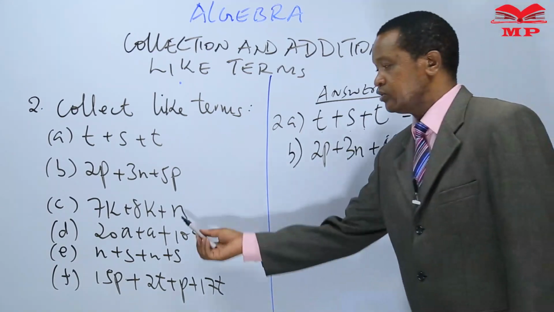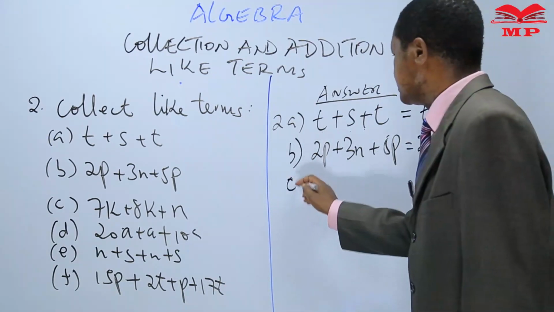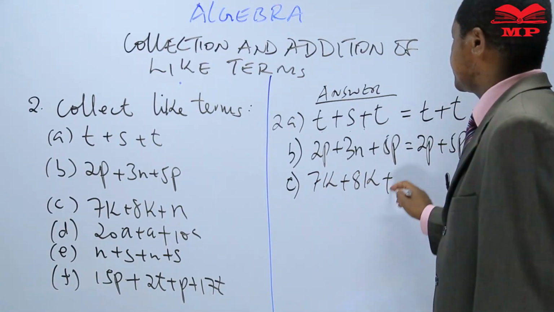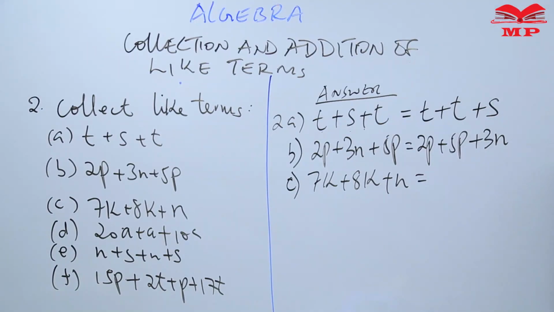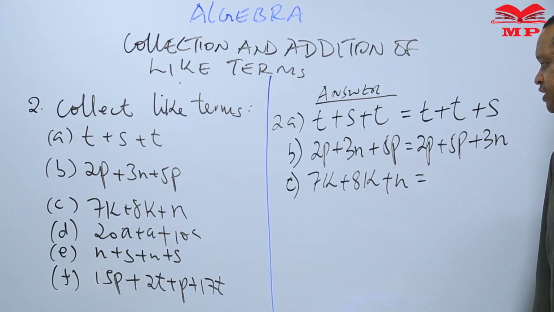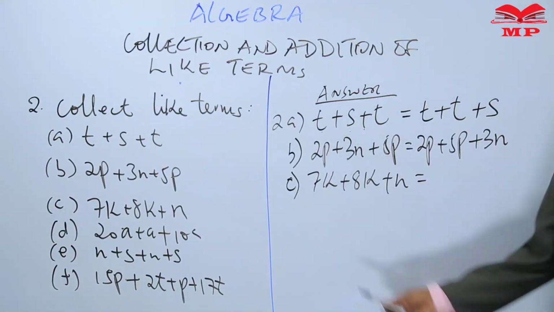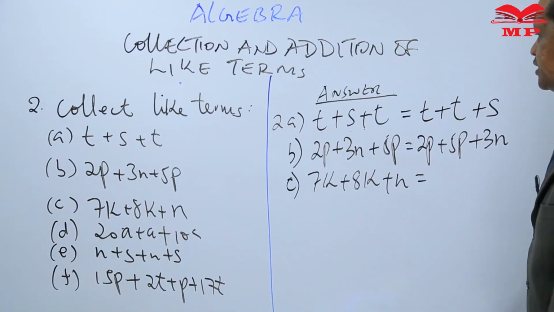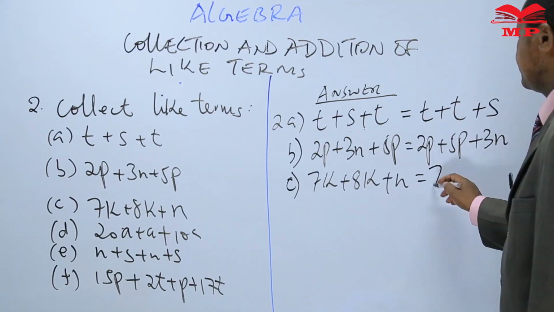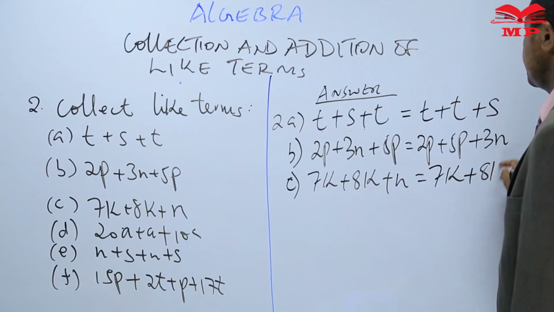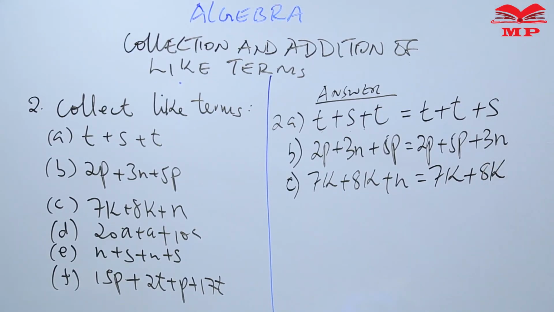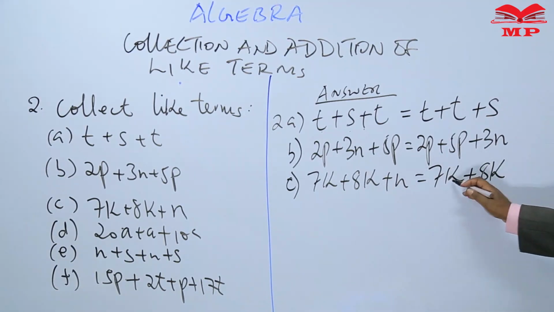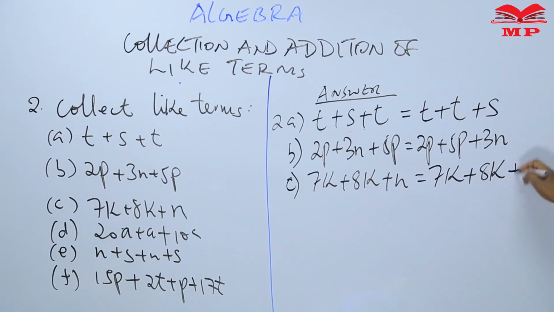Can we do now part C? C, 7k plus 8k plus n. We look for the terms that have k and put them together. We have 7k and 8k, so 7k plus 8k. Then we come and collect n. We have collected 7k and 8k, so we collect n.